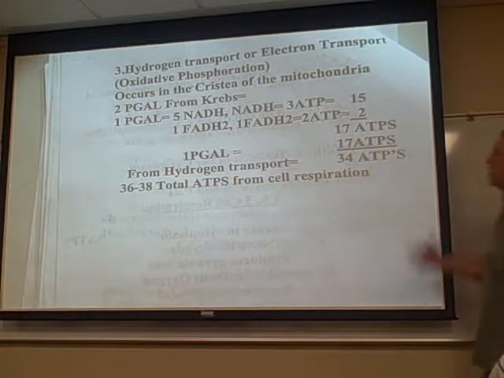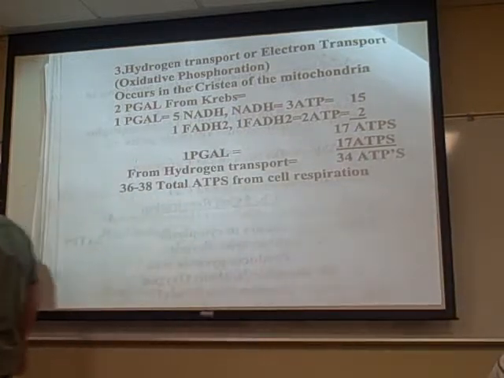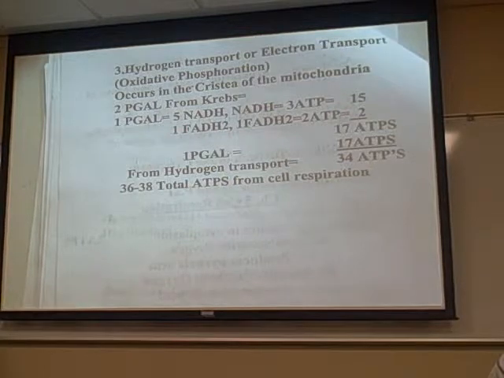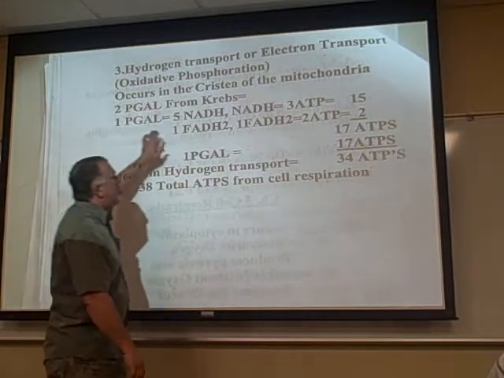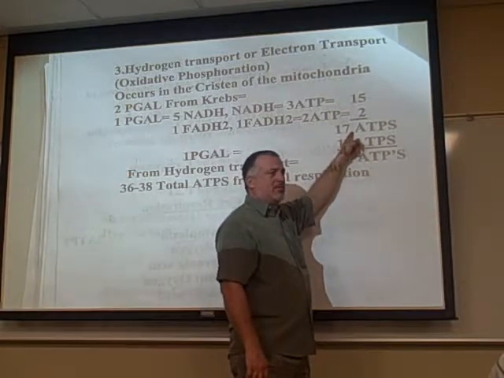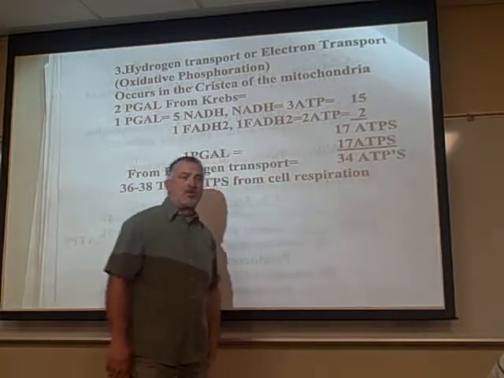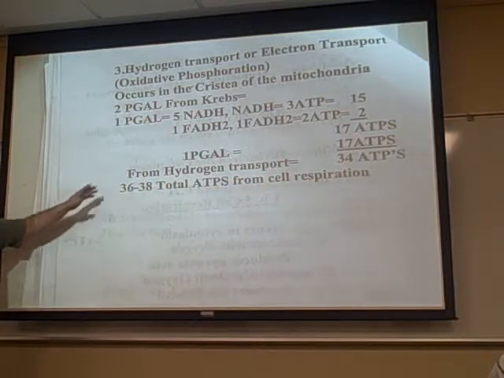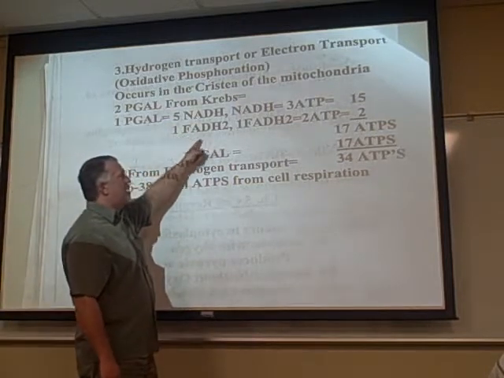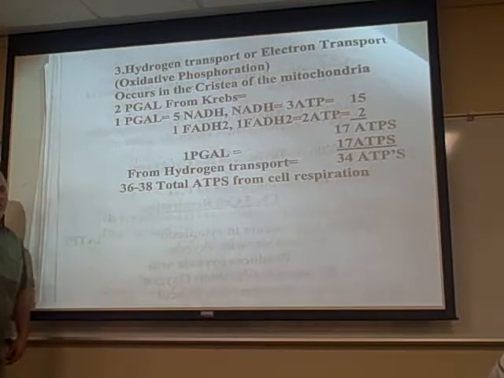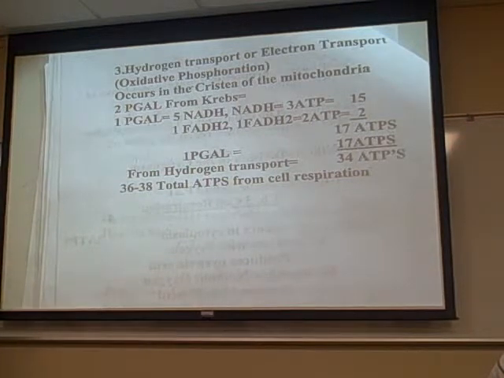So we take the 2 molecules into the hydrogen transport, which is also known as electron transport. The newest terminology is oxidative phosphorylation. And this is happening again in the mitochondria. This is in the cristae of the mitochondria. We take one of these molecules, PGAL, and ultimately it produces 17 ATPs. Since we have 2 of them, we double it, we end up at 34 ATPs. And I wouldn't worry about all these nicotinamide diphosphates and flavin diphosphates and stuff. Ultimately, we want to know ATPs, and this one produces the ATPs.